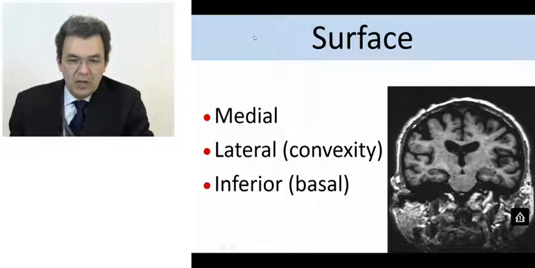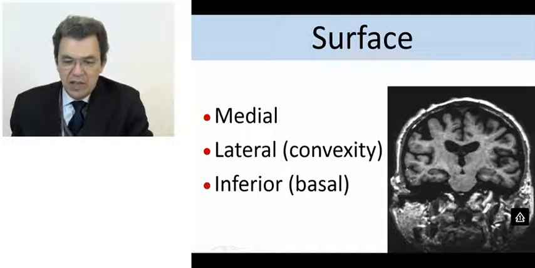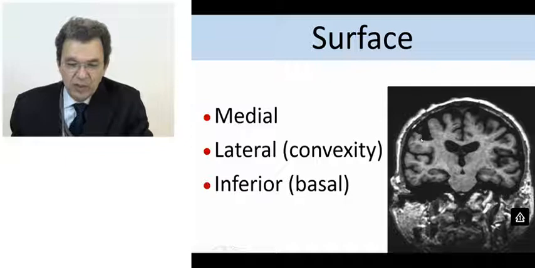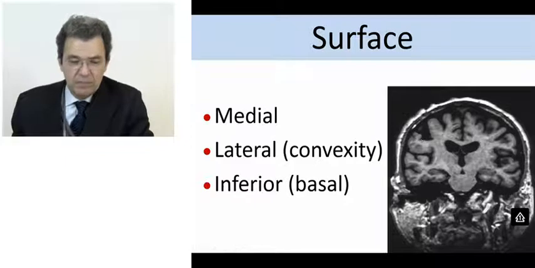So the surfaces, we have three. One is the medial surface, then you have the lateral or the convexity surface, and then you have the inferior or the basal surface. Already by saying there's a lesion on the inferior or convexity surface, you convey information that is unequivocal and clear.